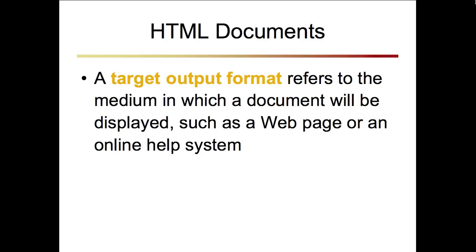Okay, so the target output format refers to the medium in which the document will be displayed, such as a web page, or as an online help system, or as, let's say, a banking system, a computer, an application that's going to read it out would be considered a target output format. So we put it in XML to send it to a computer. We put it in HTML for a web browser. Your web browser is the parser. Your web browser is the interpreter. So we have a text file. We send it to any web browser you want. The web browser interprets it.